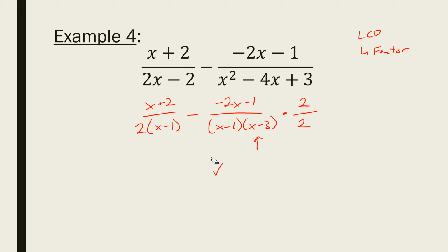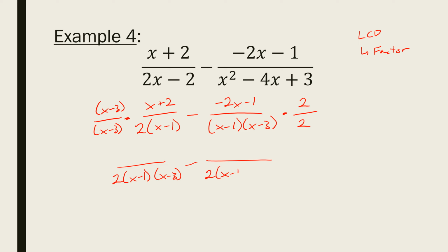This denominator has an x minus 3. This denominator needs an x minus 3. So I'm going to multiply by x minus 3 over x minus 3. Now remember, when we do this, I'm going to leave the denominators nice and factored out. So on the bottom here, I have 2, x minus 1, x minus 3. On the bottom here, I have 2, x minus 1, x minus 3. So my denominators really do match.